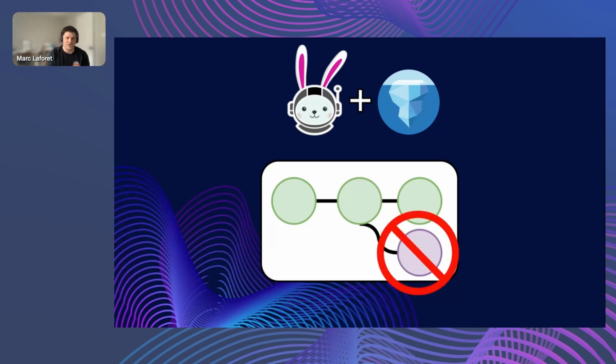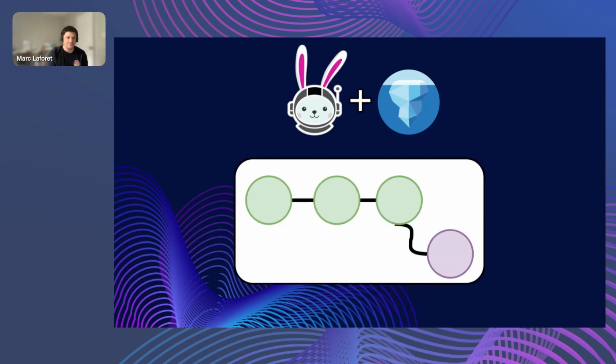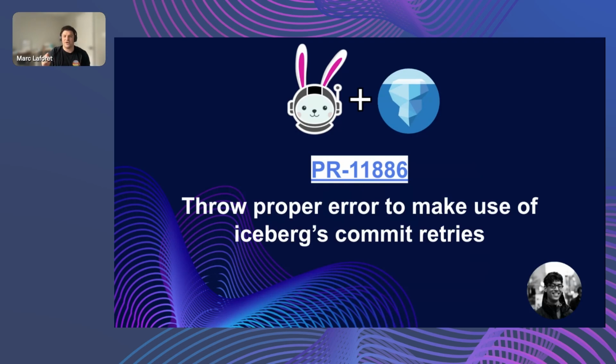This is something that's changing in Iceberg as it evolves, but at the time we were doing this project, it was still in this model. Iceberg also allowed you to do something called commit retries, which meant you didn't have to rewrite your data files. You could just regenerate your manifest files, which is a really lightweight operation, and reference the new head of the table. But you had to throw the proper error so that you could make use of Iceberg's commit retries.